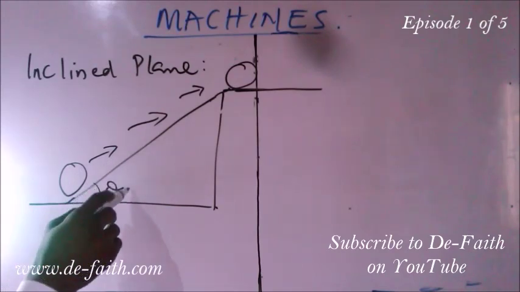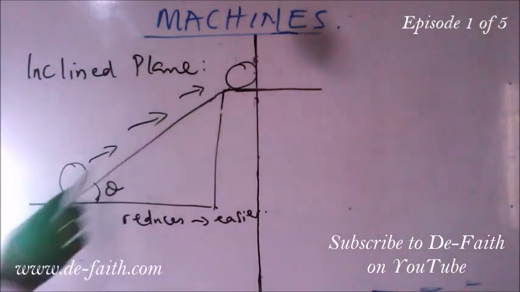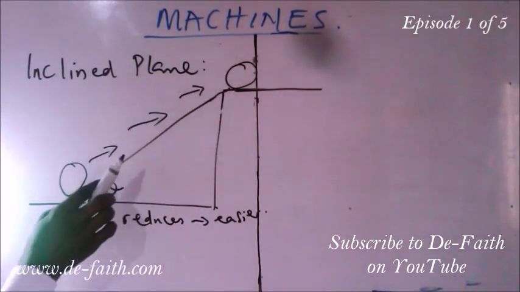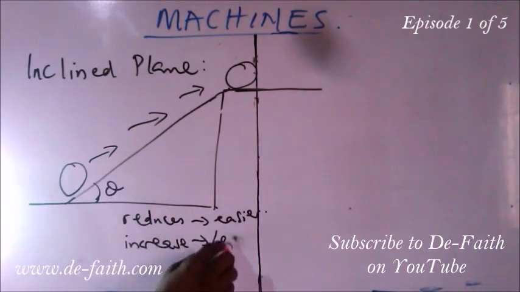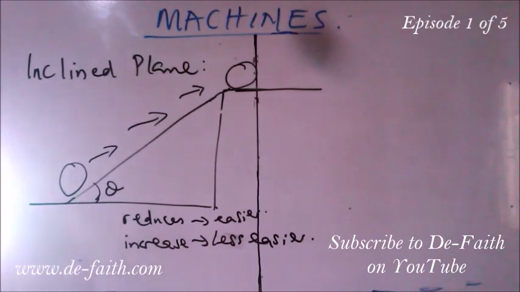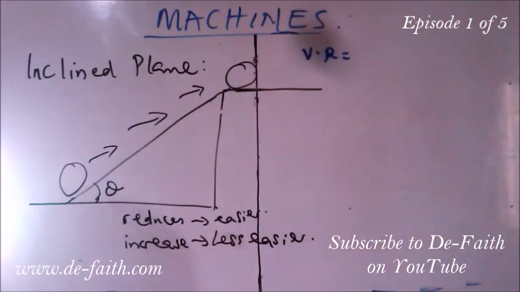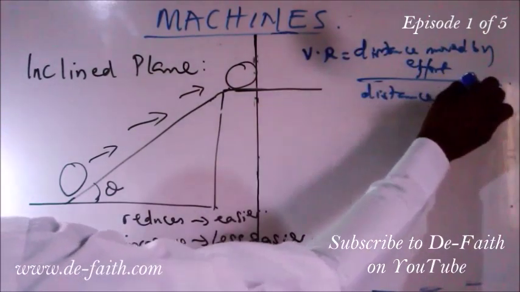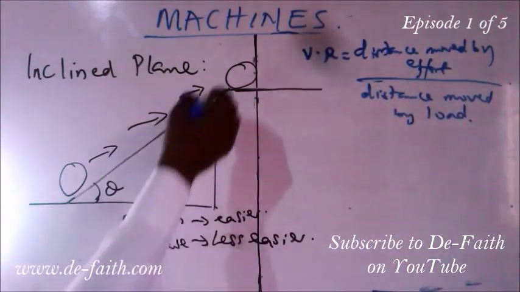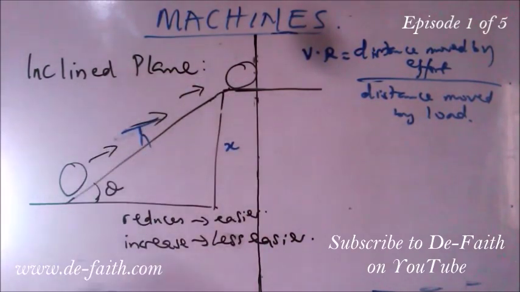If the theta reduces, then it will be easier to roll the plank. But if you reduce the length of the plank, that means that the theta will increase. When there's an increase in the theta, that means it will be less easy to move the plank. And so from here, we can arrive at a velocity ratio: the velocity ratio of an inclined plane is equal to distance moved by the effort over the distance moved by load. So this is the distance that is moved by the load, while this is the distance moved by the effort.